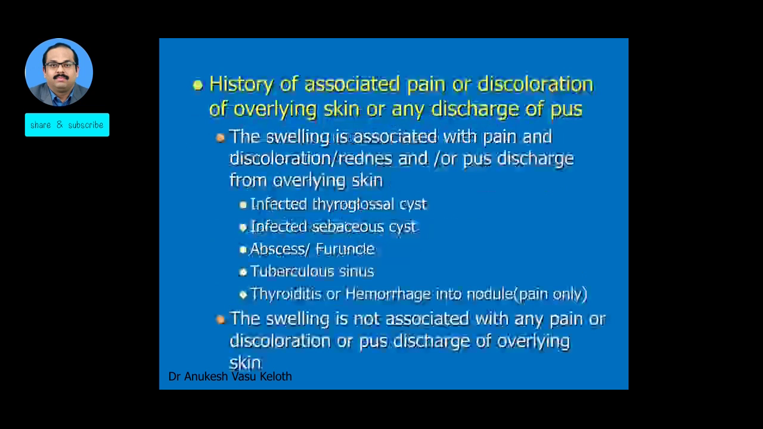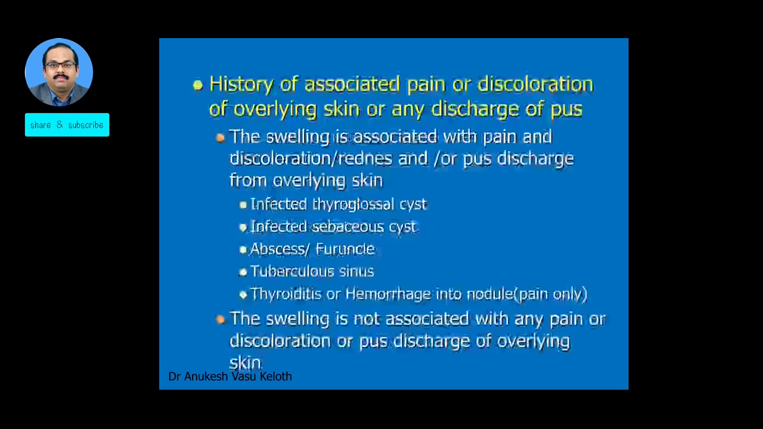Now, the next history is history of associated pain, discoloration of overlying skin, or discharge of pus. So, the swelling is associated with pain and discoloration or redness and/or pus discharge from overlying skin. If you think there is redness or discoloration and there is pain and there is also discharge of pus, and if the patient is saying all of that, then you can say this. Remember, this is history taking and not examination. So, we need to hear it from the patient's mouth. What are the options we have when such a thing happens? It could be an inflammatory swelling.